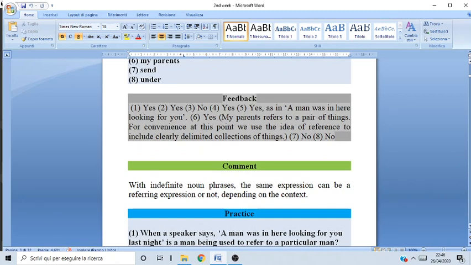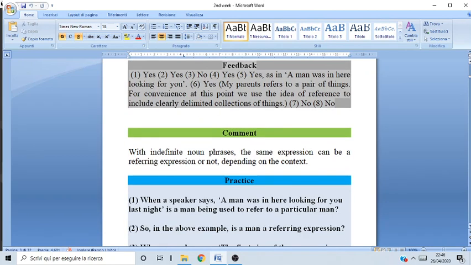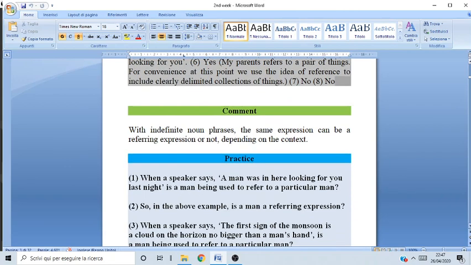The thing is that with indefinite noun phrases, the same expression can be used as a referring expression or not, depending on the context. Let that sink in. Maybe I'm going too fast, but these are things that you have to think about and let them sink in. With indefinite noun phrases, like a man, the same expression can be used as a referring expression or not, depending on the context. What does this mean?